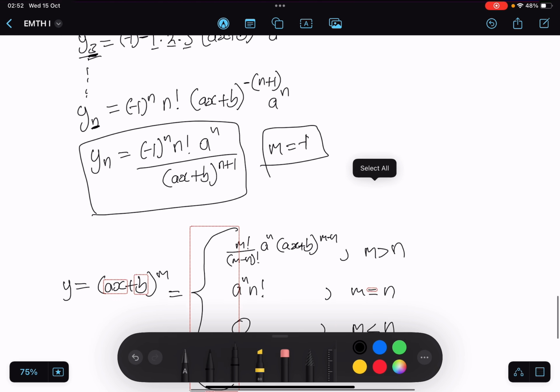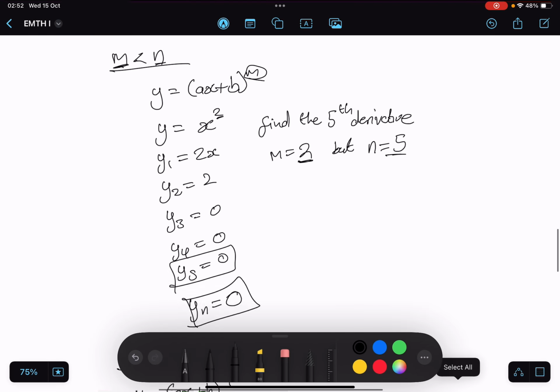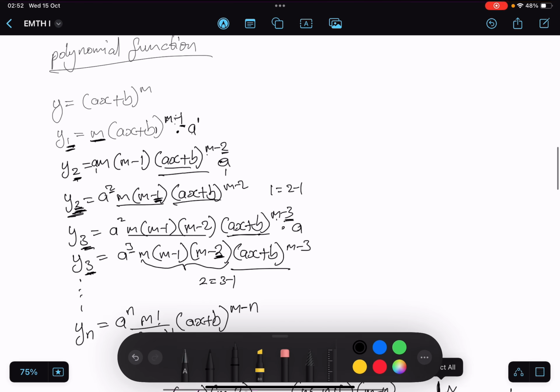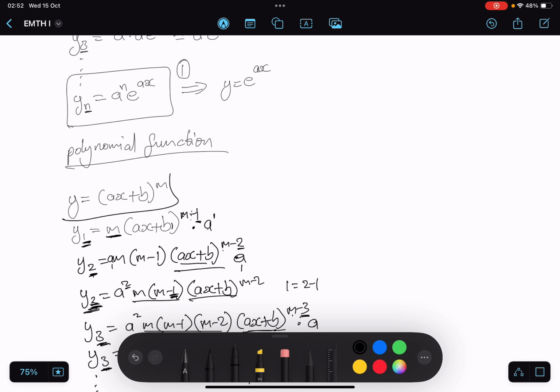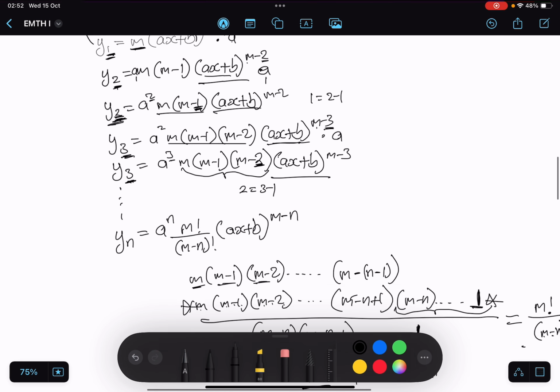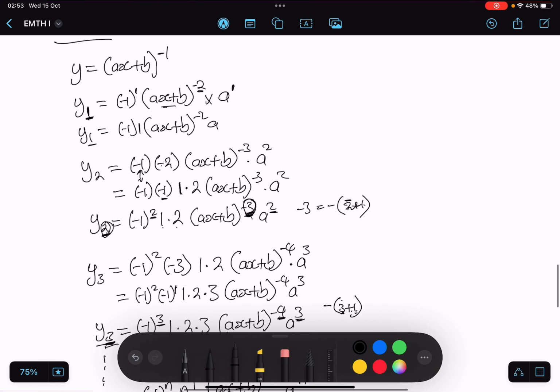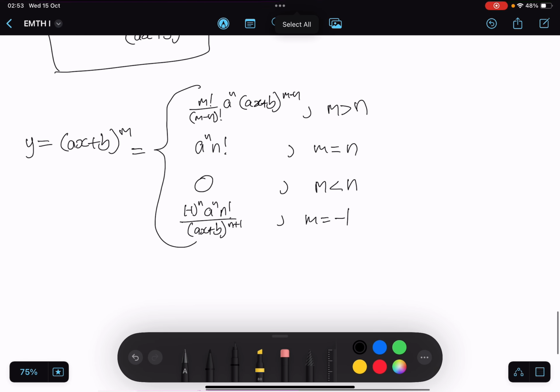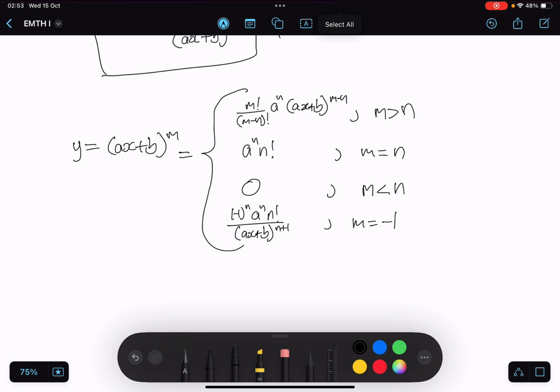So this is how you find the nth derivative of a polynomial function while considering the conditions of the power with respect to the certain derivative. So when the power is greater than n, this is the formula that you use. When it's equal to n, this is what you use. When the power is less than n, it always goes to 0. And then when the power is -1, this is the expression that you use.